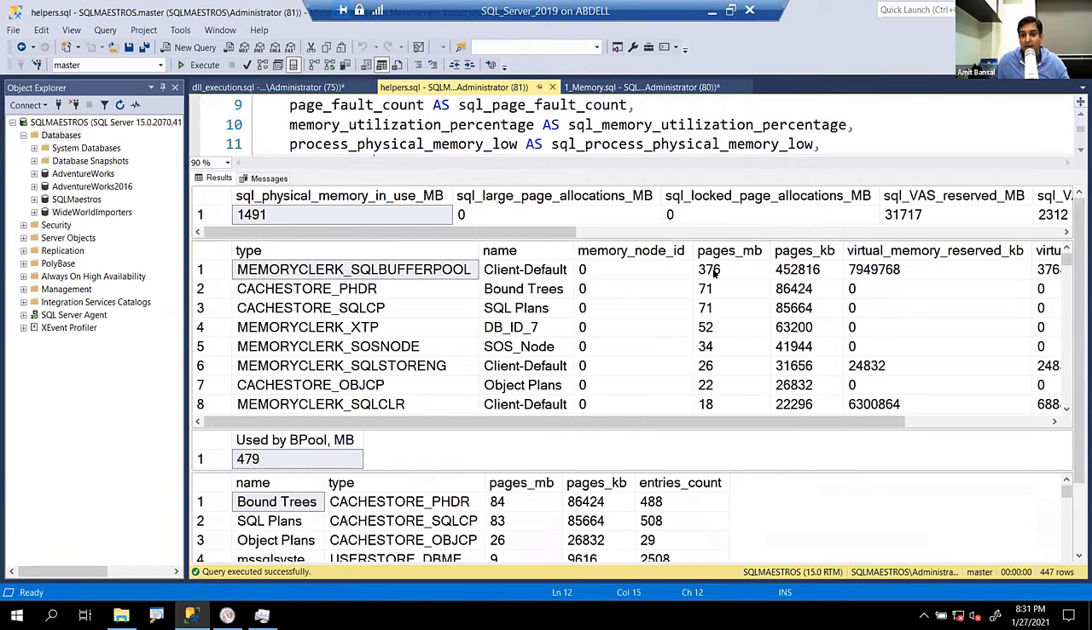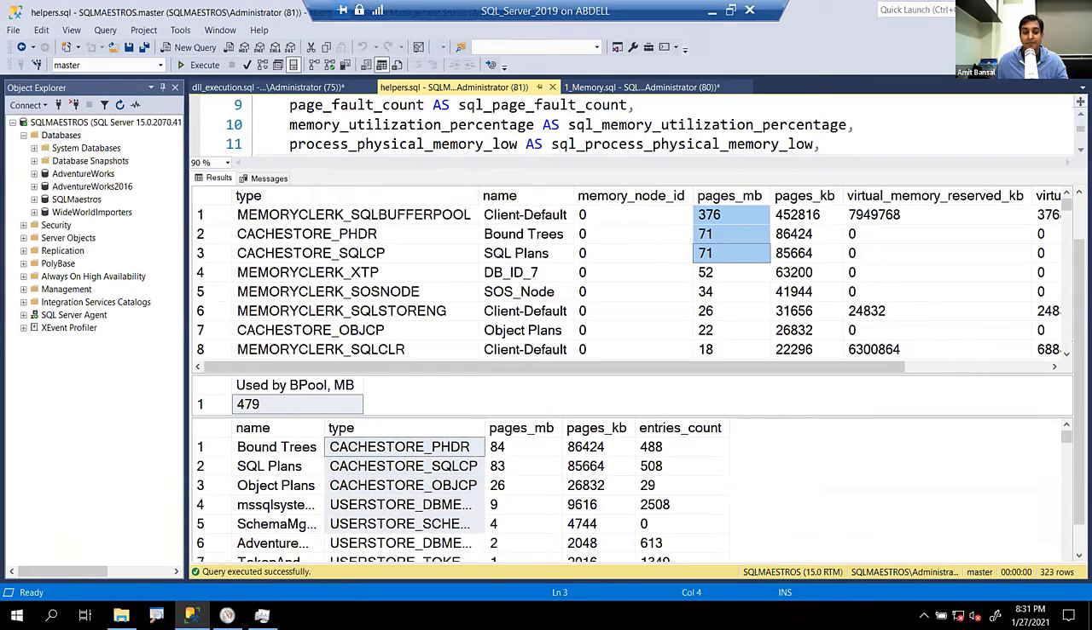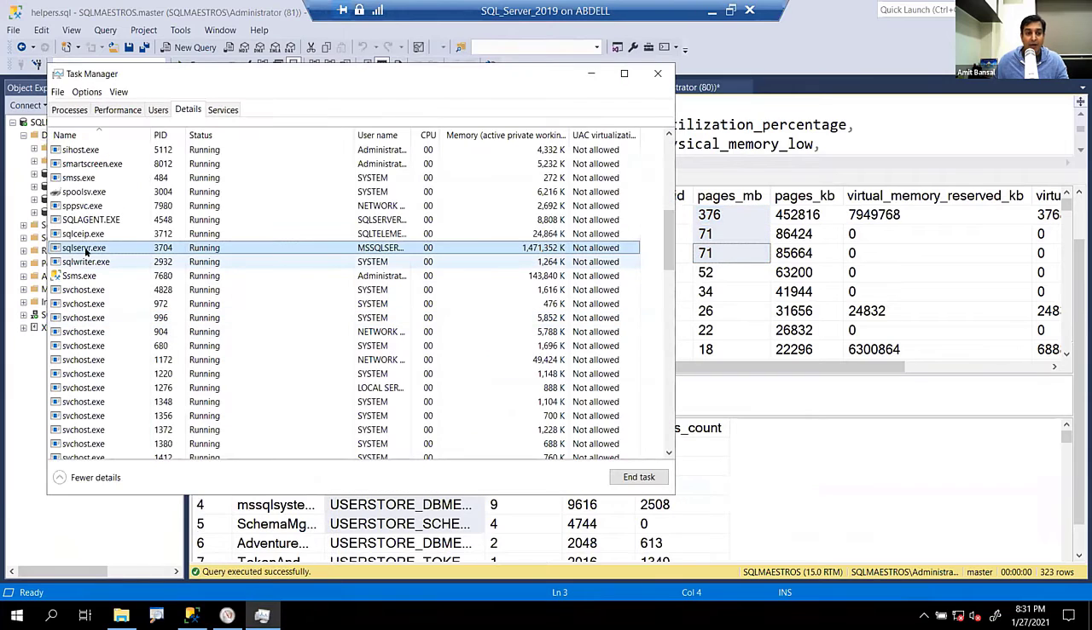And look at the clerks, 376, 71. This is what the clerk status was before the execution. Same with the cache stores. They all remain the same, and the clerks. Now, if you go and look into the task bar there, SQL Server exe, it is about 1471.